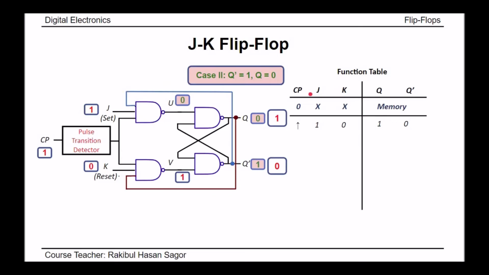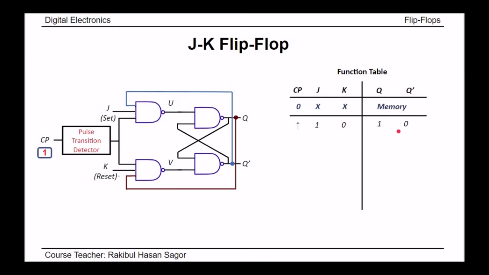So this j is analogous to our set case, k is analogous to our reset case. So when j equal to 1, the circuit is set. We will see what will happen when k equal to 1. So this is the set case. Now let's see when clock pulse equal to 1, j equal to 0, k equal to 0. What will happen? J equal to 0, k equal to 0.